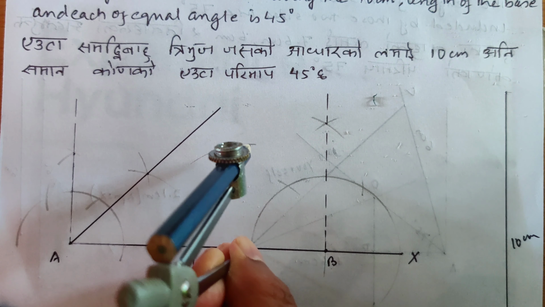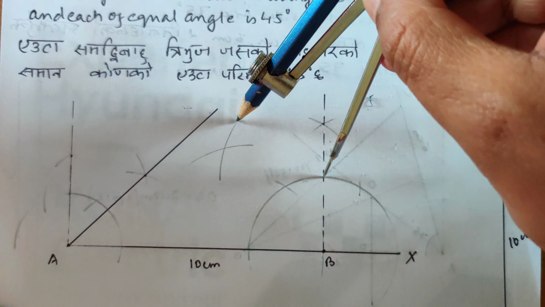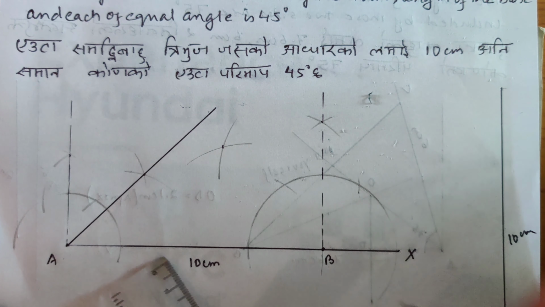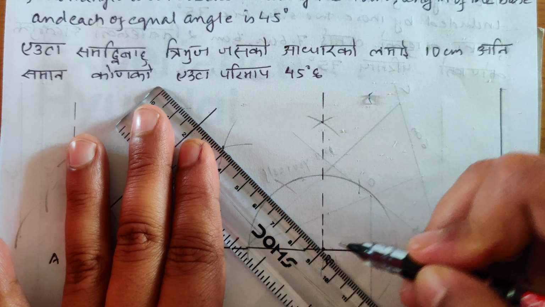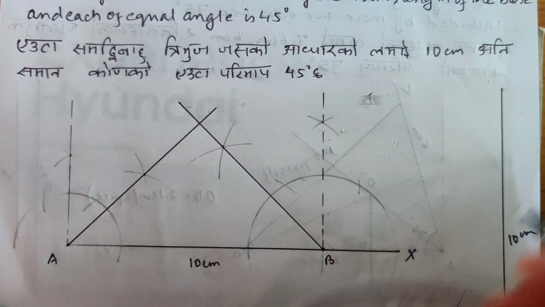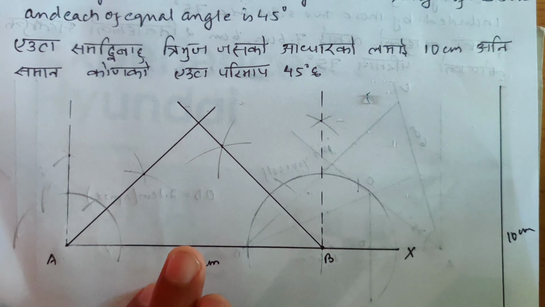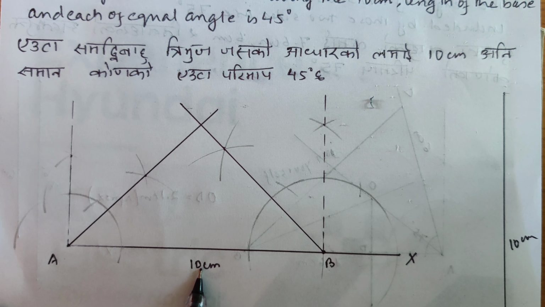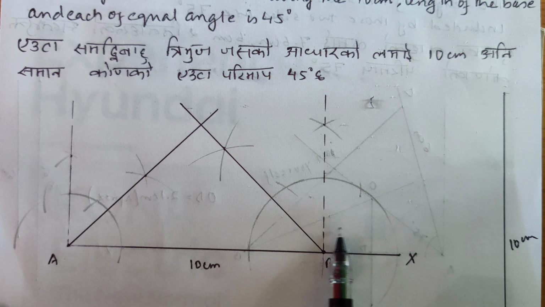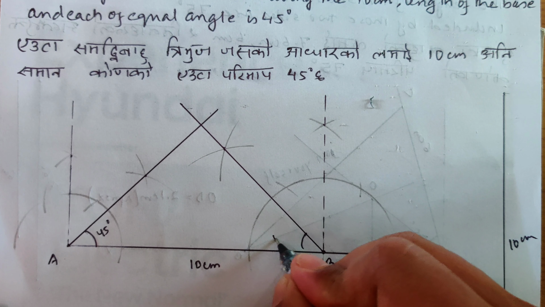Never hold your compass the way I'm holding. You should always hold here. Okay, let's draw 45 degree and check whether we've got 45 degree or not. Yes, between 40 and 50, perfectly 45 degree. So one side was given and it was an isosceles triangle whose equal angles were 45. I draw 45 degree angle here, I draw 45 degree angle here. So let's mention 45 degree, 45 degree.